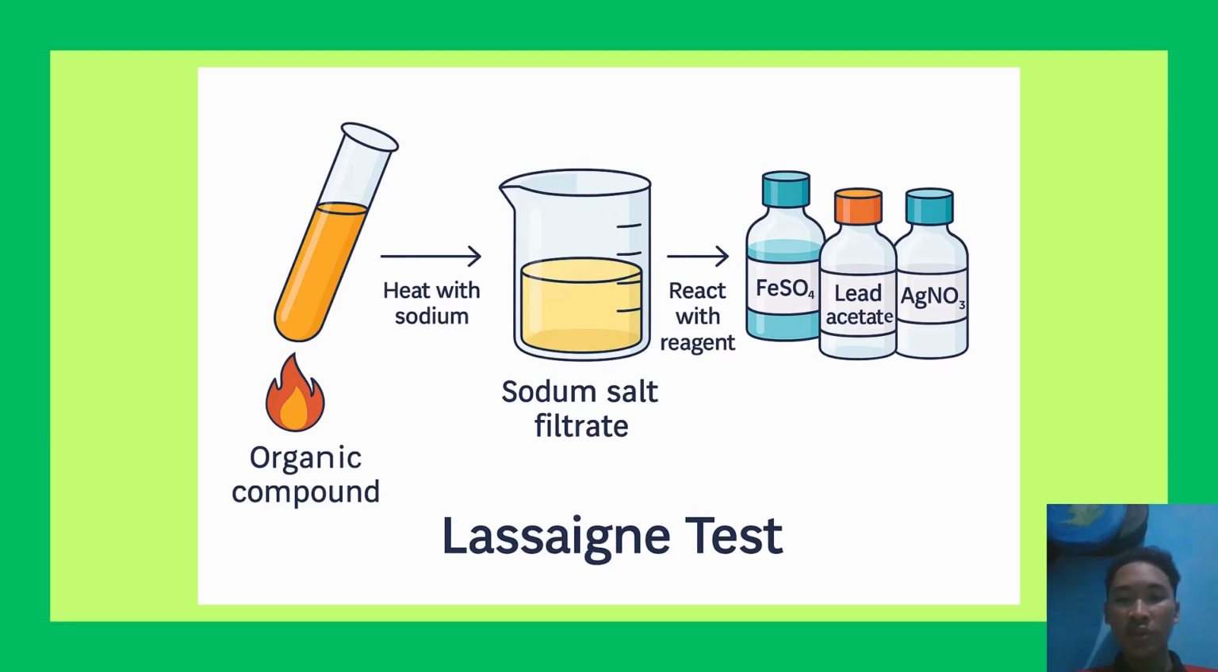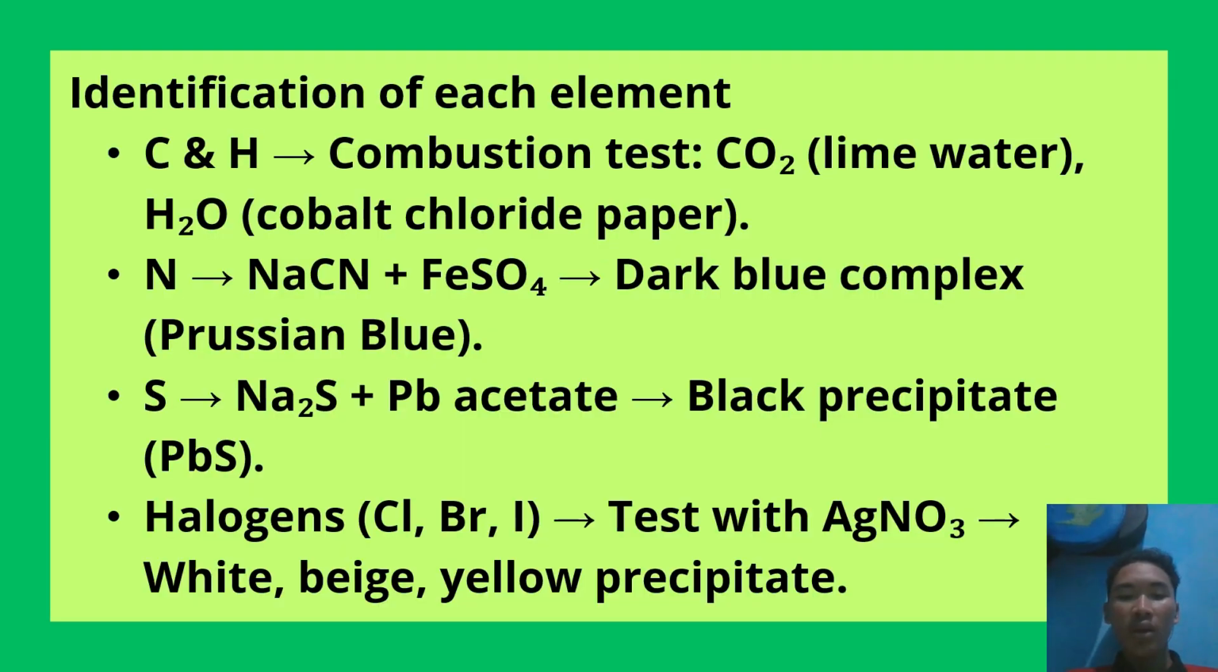The first is for carbon and hydrogen. We use the combustion test. When a compound is burned, it will produce carbon dioxide gas, or CO2, which can be detected with lime water. If the lime water becomes cloudy, CO2 is formed. Hydrogen will produce water vapor, H2O, which can be detected using cobalt chloride paper. If it turns pink, water vapor is formed.